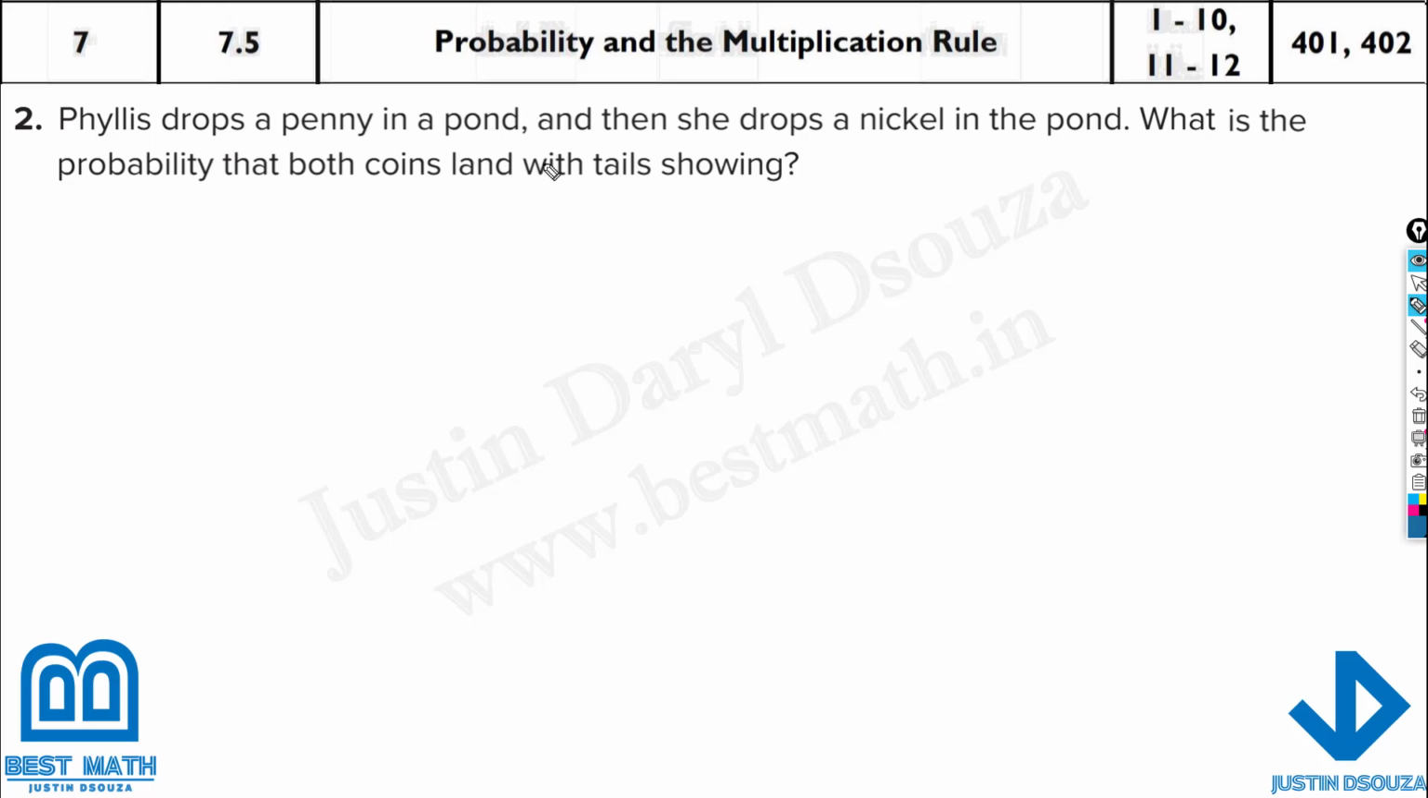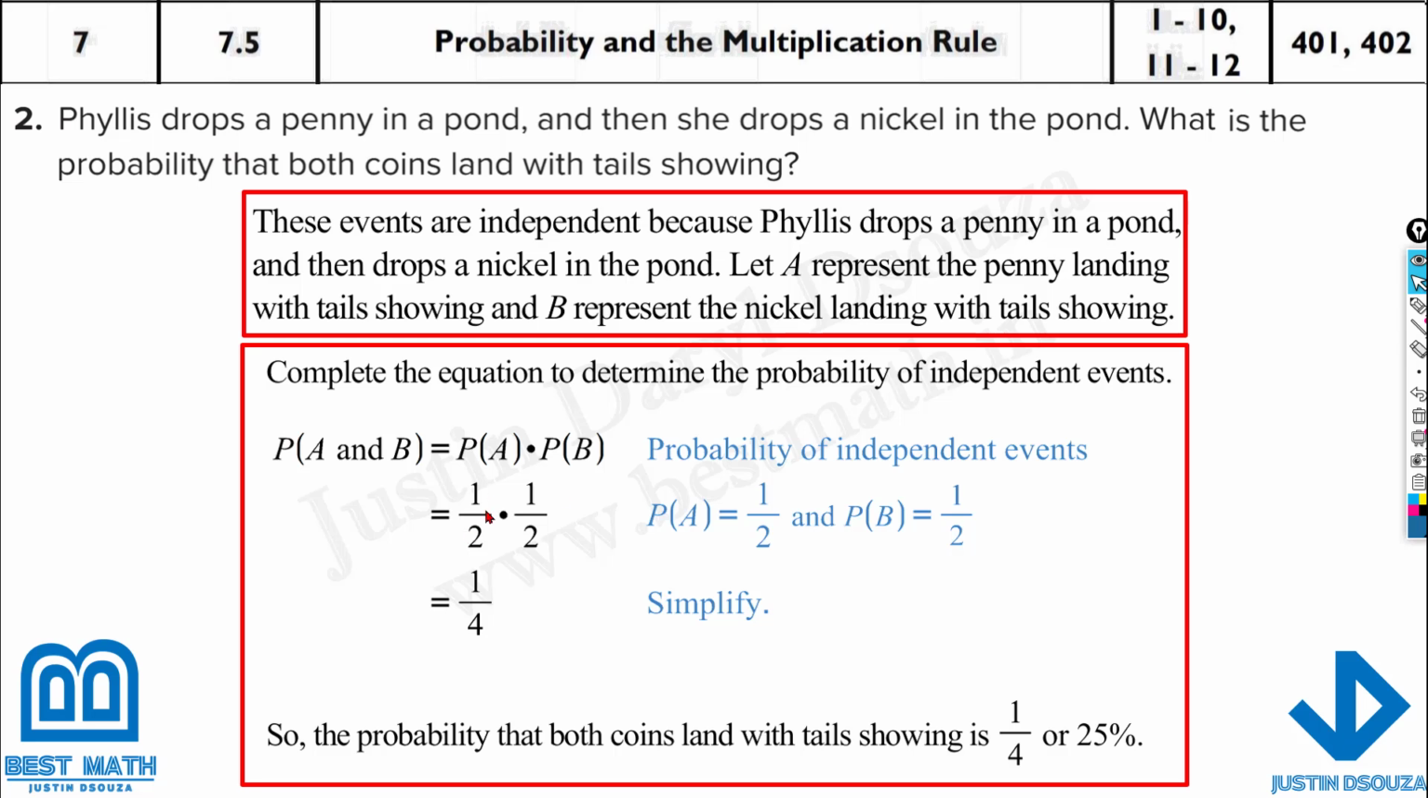Phyllis drops a penny in a pond and then she drops a nickel in the pond. What is the probability that both coins land with tail showing? It's half times half. That's it. This is the answer because here we want tails. 1 by 2 is the probability because it's only the head or tail, right? So half, and even the next one must be tails, half.